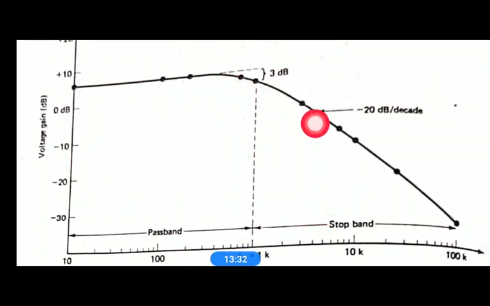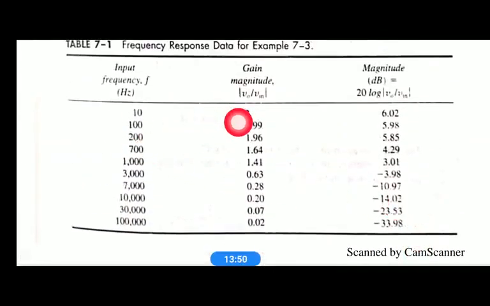We are making several points, choosing several frequencies. For each we calculate the value of the gain in dB, make those points, and draw this line. The calculated values are given in the table here.